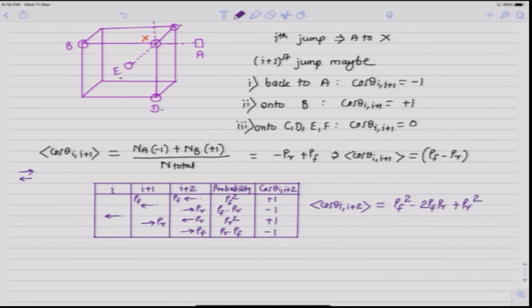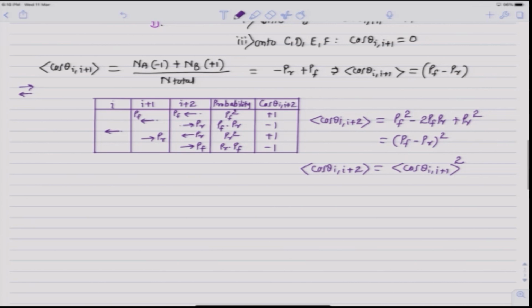If we sum this and multiply by the corresponding cos theta i+2, we get this, which should be equal to P_F minus P_R squared. So, we can show average cos theta i+2 should be equal to the average of cos theta i+1 squared. We can keep doing this for the i+3rd, i+4th jump, and we can show that average cos theta i+j should be equal to average cos theta i+1 to the power j, and this we can show for any cubic lattice.